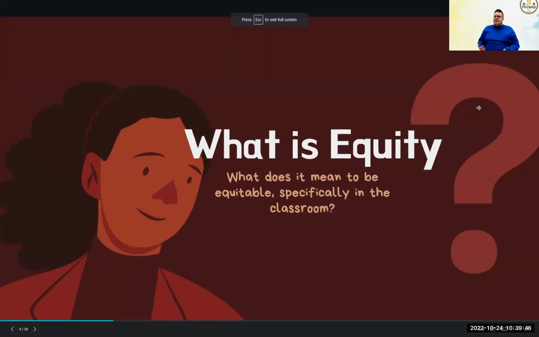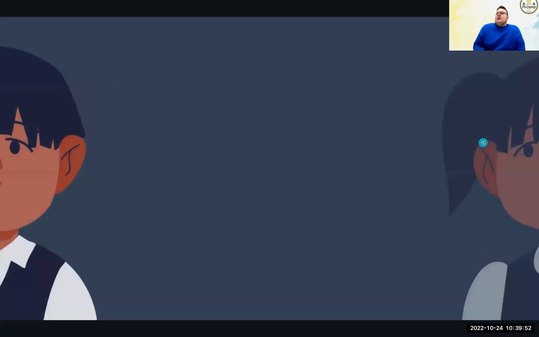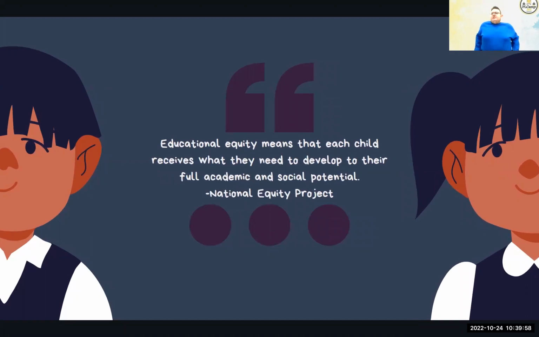Now that we've kind of defined equity, or what we feel is equitable, what is the actual definition of equity when it comes to education? So according to the National Equity Project, educational equity means that each child receives what they need to develop their full academic and social potential. With younger students, this can sometimes be hard to touch on, but throughout today, I'm hoping I can give you guys some skill set to really help your younger students understand.